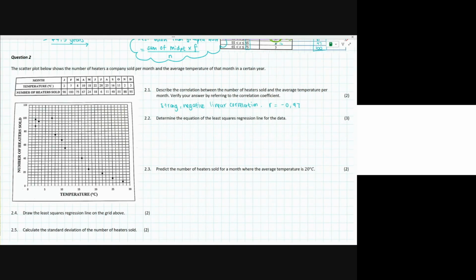Right, 2.2 says determine the equation of the least squares regression line for the data. So remember, your least squares regression line is y equals a plus bx. Now, we've spoken about this before. This is 3 marks. So your marks are A, B, the equation. You are welcome to go straight to the equation, but what you need to understand is that if you mix up A and B, you're going to lose those marks. Okay, so rather write down A equals, B equals, therefore Y equals, and get your marks like that.